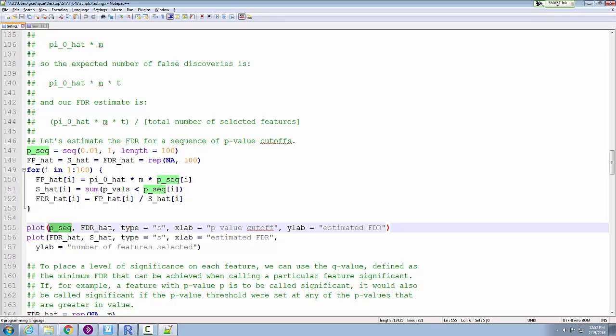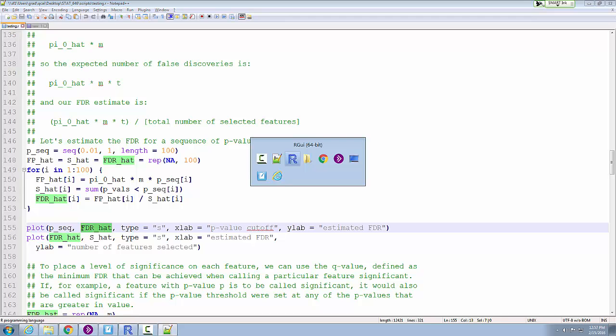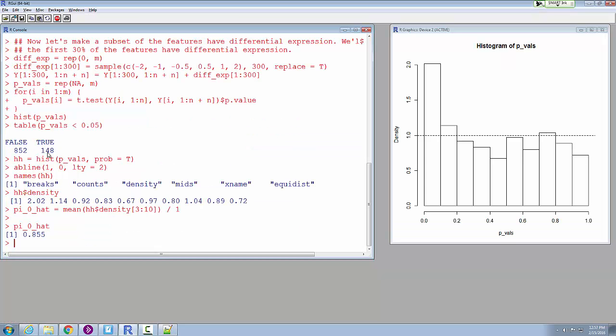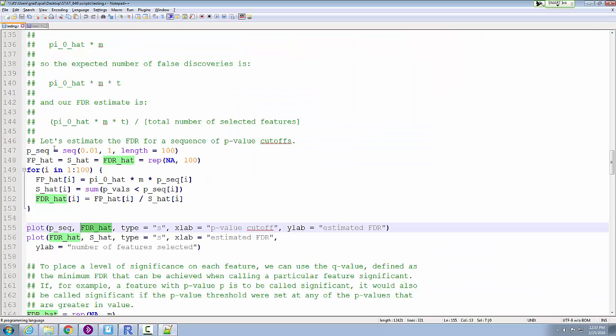Let's draw the threshold at 0.01. Let's draw the threshold at 0.05, 0.1, dot, dot, dot. For each one of those, let's compute the estimated FDR. So if we did use a p-value threshold of 0.05 and we got these 148 features, what would be the corresponding false discovery rate for that? That's what I'm doing here.